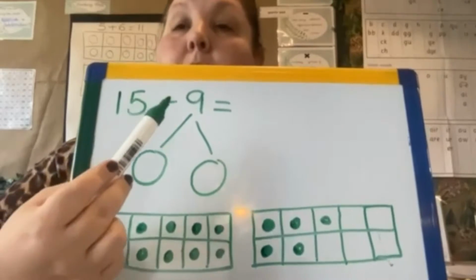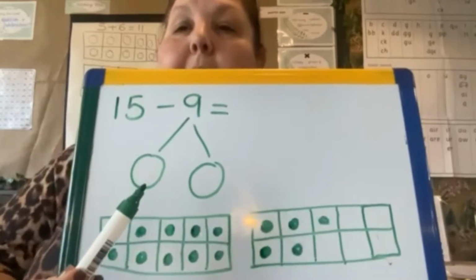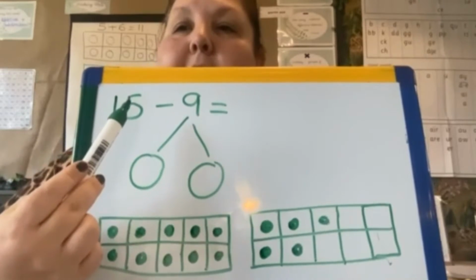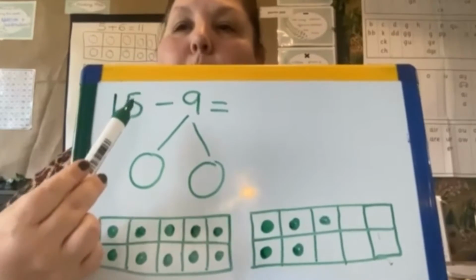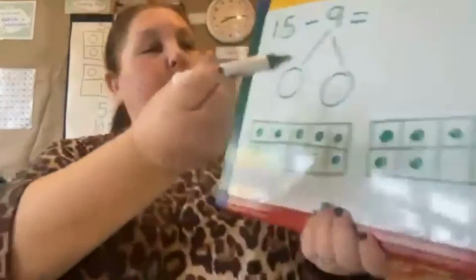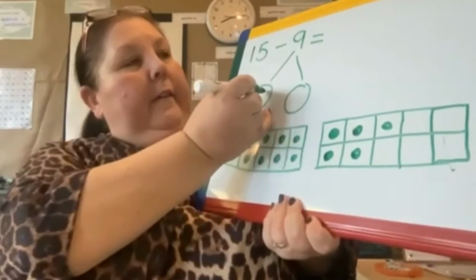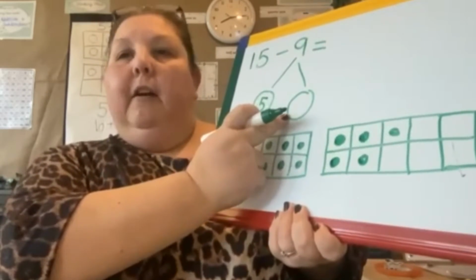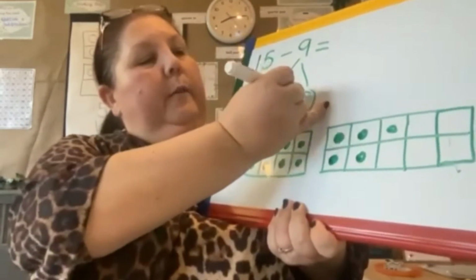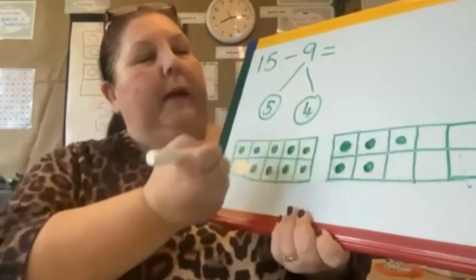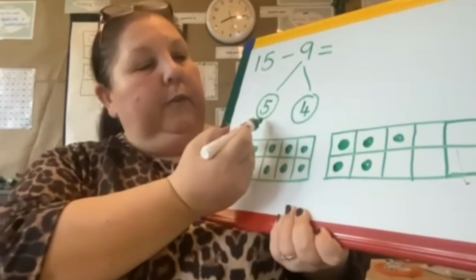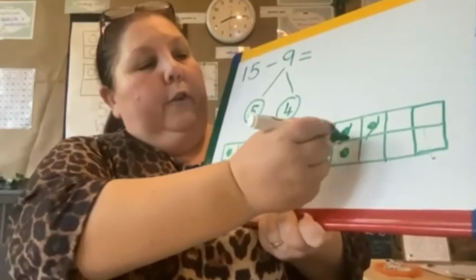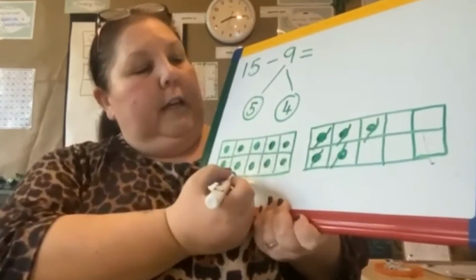So if we look at 9, we need to think about how 9 is made up. So the easiest way for us to do this is think, if we take these 5 ones and we put 5 here, how many more do we need to make 9? So we know that we need 4 more to make 9. So we know that we've got to take 5 away. 1, 2, 3, 4, 5. And we know we've got to take 4 away.